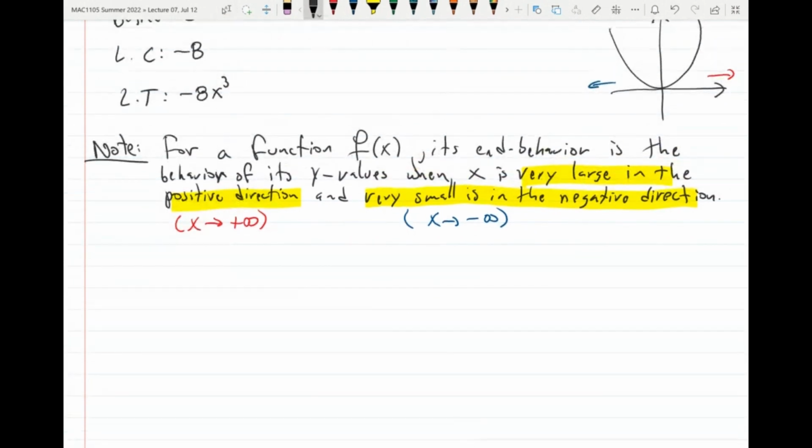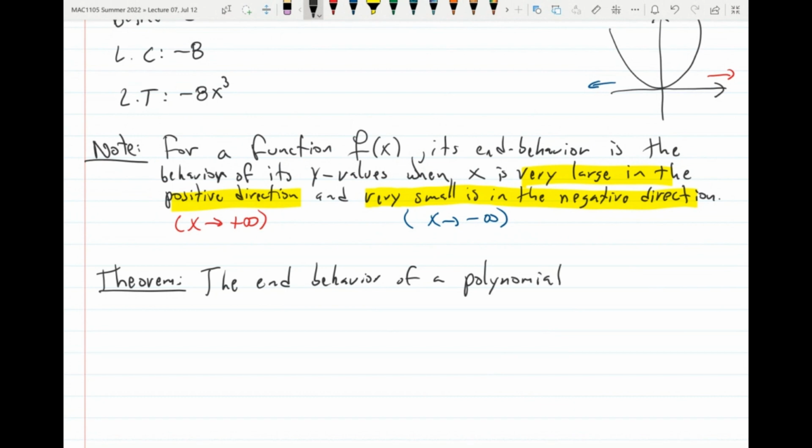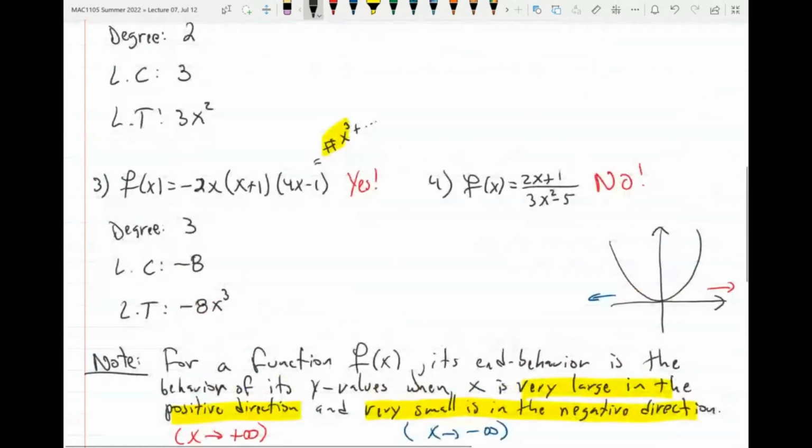So for polynomials, so theorem, the end behavior of a polynomial function is the same as its leading term. In other words, if you know the end behavior of the leading term, you also know the end behavior of the polynomial.